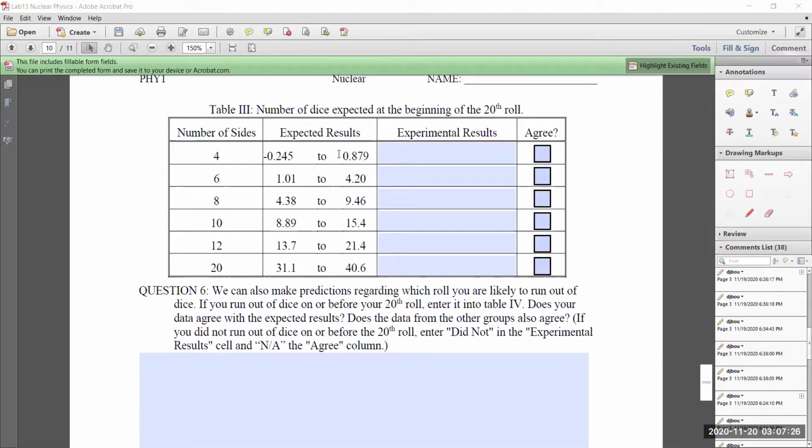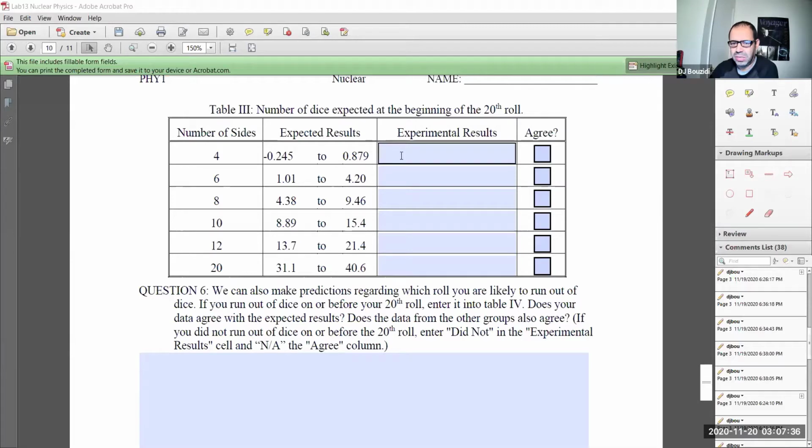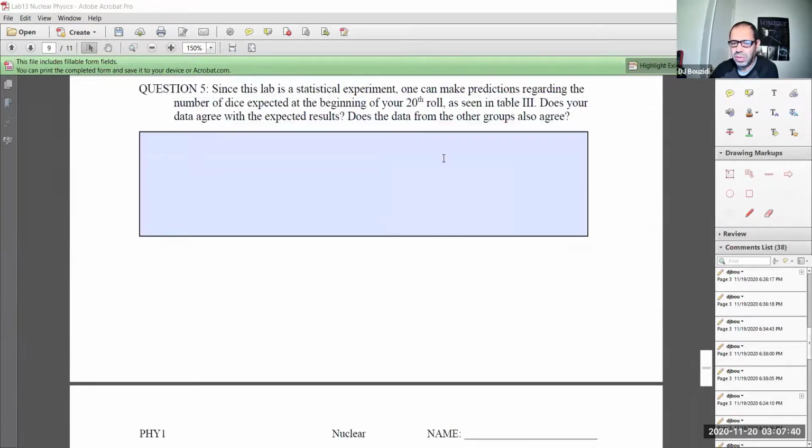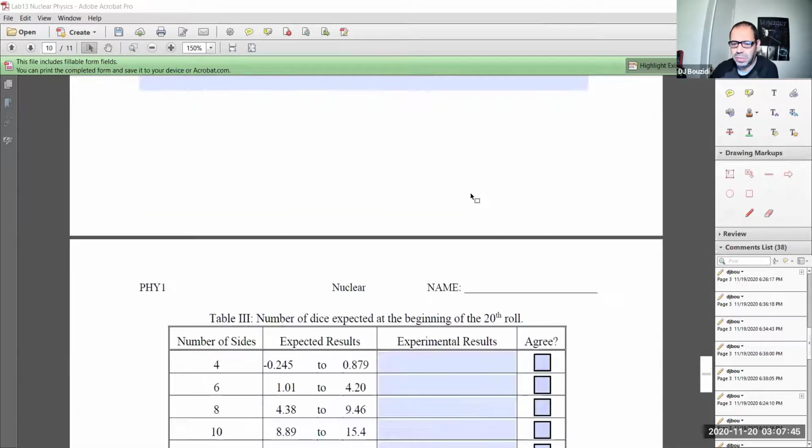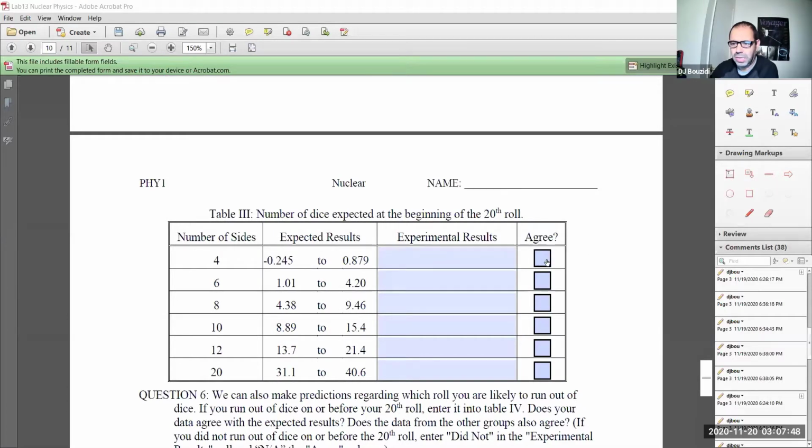The range is telling you between negative 0 point something and 0.9, which is practically 1. If you get 0, then it agrees. If not, you're going to put the result from the 20th run in here. The one that you find in here, you're going to put it in here. And if it agrees, you say it agrees. If it does not, you say leave that alone. Don't check it. Okay? Now, you're going to repeat the same experiment instead with 6 faces.